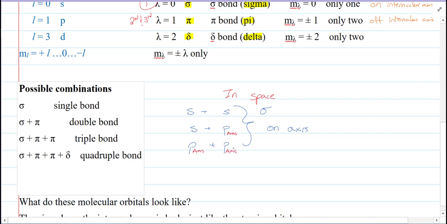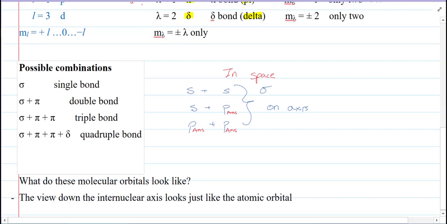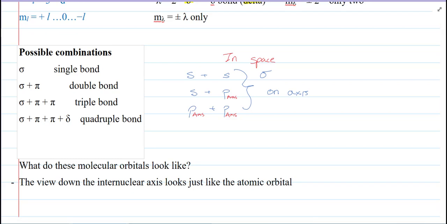So if the internuclear axis is x, then it's px. If the internuclear axis is y, then it's py. That has to be on the axis. And then for pi bonds, p plus p, or p plus d can be pi.